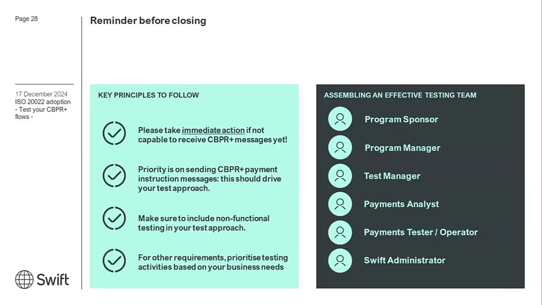Since March 2023, any of your correspondents can start sending you payment instructions in ISO, and you have to be ready to have your FIM Plus interface configured correctly to be able to receive those messages. Then the next step is to focus on testing and migrating your payment instruction messages to be ready for the next deadline of November 2025.